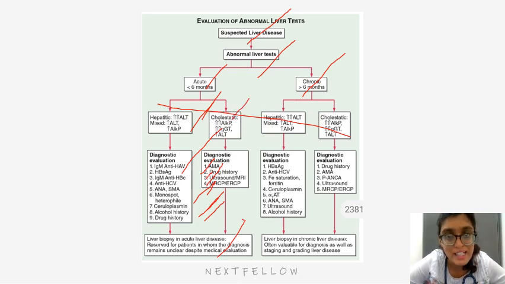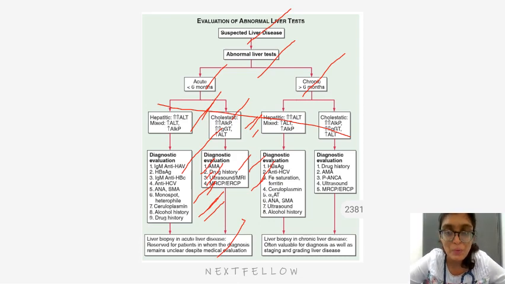If it is a cholestatic pattern, that is, an increase in alkaline phosphatase, increase in GGT, and increase in ALT, then diagnostic evaluation by AMA, drug history, ultrasound, MRI, MRCP or ERCP is to be done.